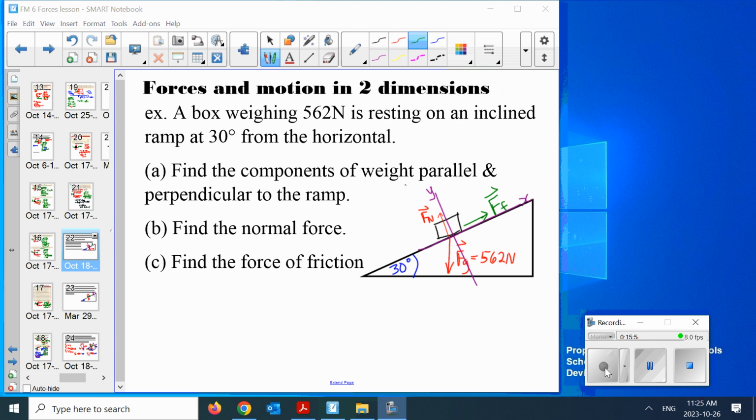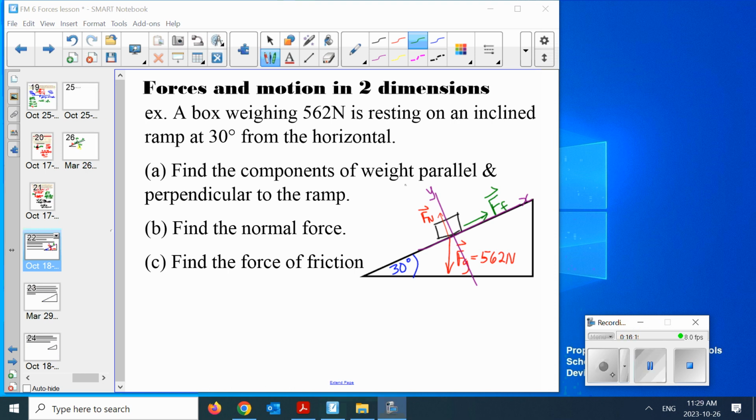Okay, forces in motion in 2 dimensions. This is on an angle, as you can tell, a ramp. I'm going to get you guys to copy out the problem. We'll work through it together. I have the diagram for you.